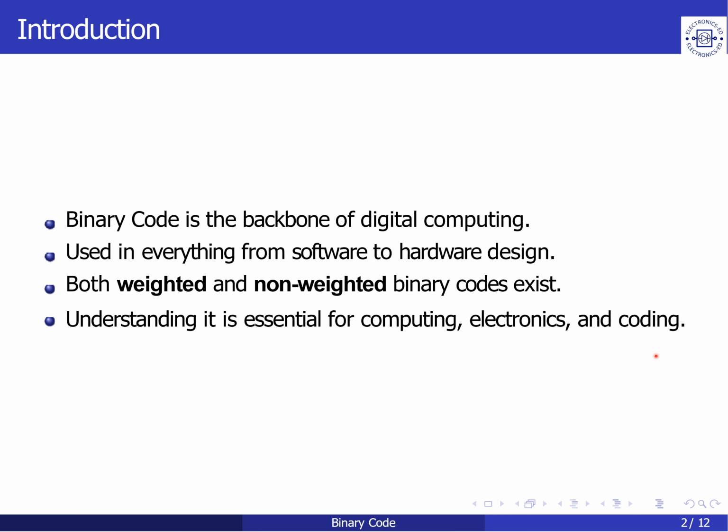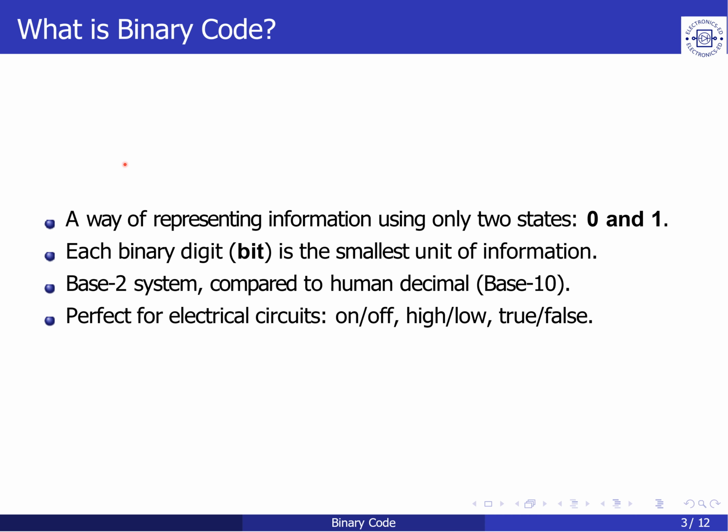What is binary code? It's a way of representing information using only two states, 0 and 1. Each binary digit, called a bit, is the smallest unit of information in computing. Binary operates in base 2, unlike the decimal system we use, which is base 10. This base 2 structure is perfect for representing the electrical circuits in digital devices, where just two states, on and off, high and low, or true and false, are needed to carry information.